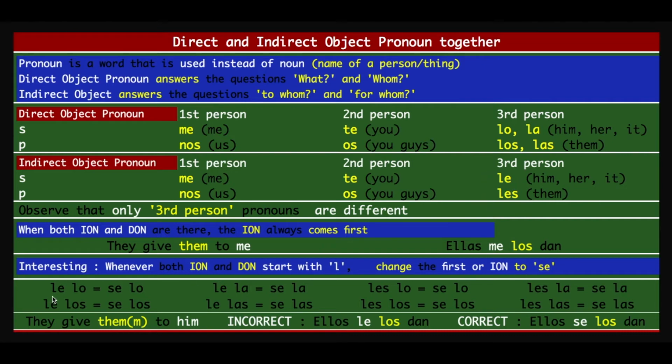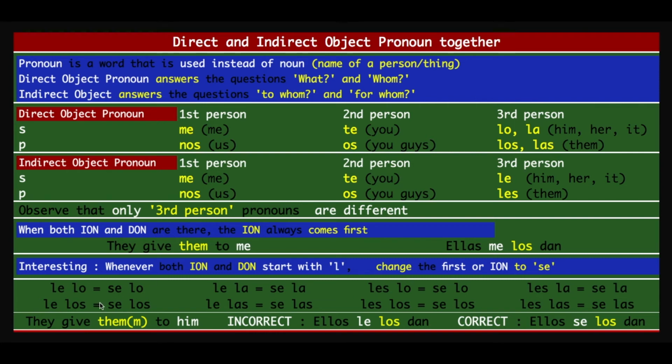So for example, these are all the possible combinations, right? It can be le lo, le la, le los, le las, or les lo, les la, les los, les las. So all of these possible combinations are here. So you will never say le lo, you will say se lo. You will never say le la, you will say se la. You will never say les lo, you will say se lo. You will never say les la, you will say se la. You will never say le los, you will say se los. You will never say le las, you will say se las. And you will never say les los, you will say se los. And in the end, you will never say les las, you will say se las. I hope that is super clear now, folks.